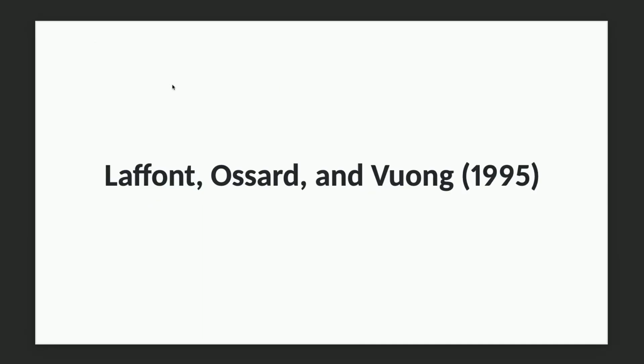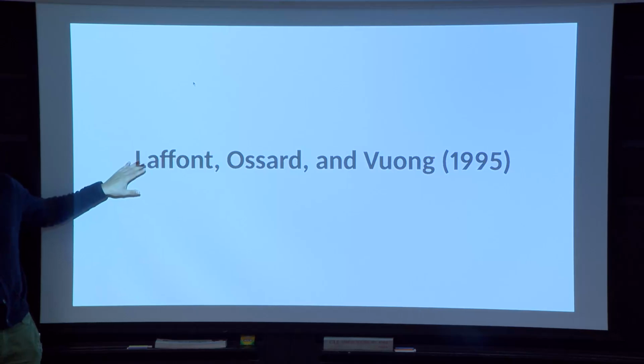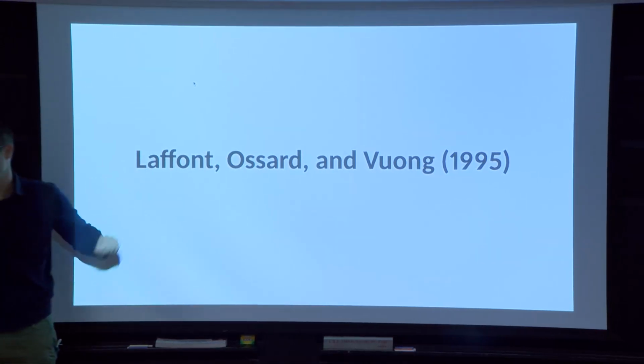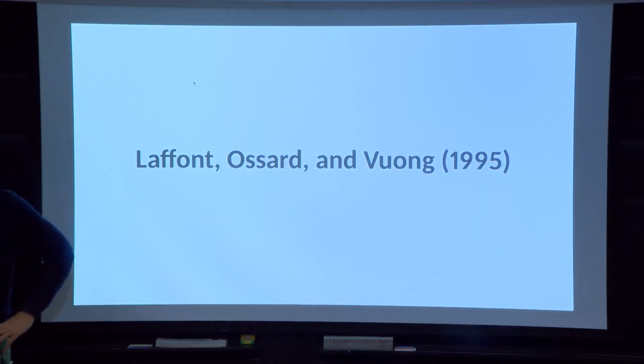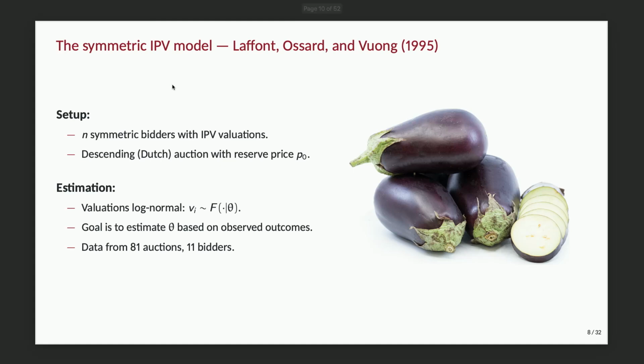Okay, so let me come to the first paper that I wanted to discuss today, Laffont, Ossard and Vuong. This is one of the very early empirical auction papers. It has some really nice ideas. It's not really the way the literature has gone, but I think it helps to understand how the thinking has evolved.